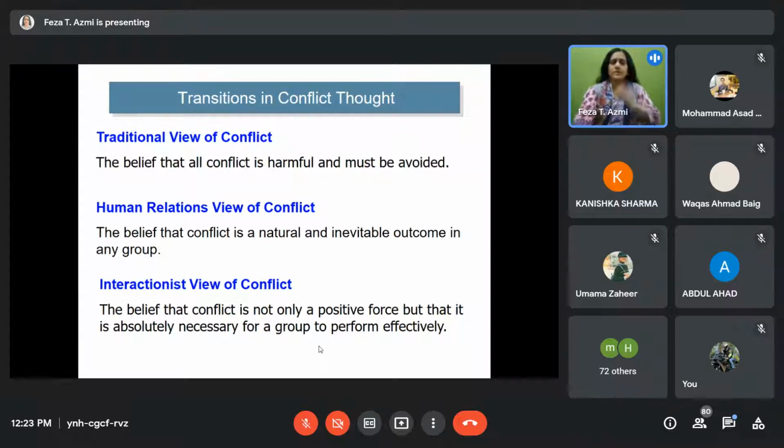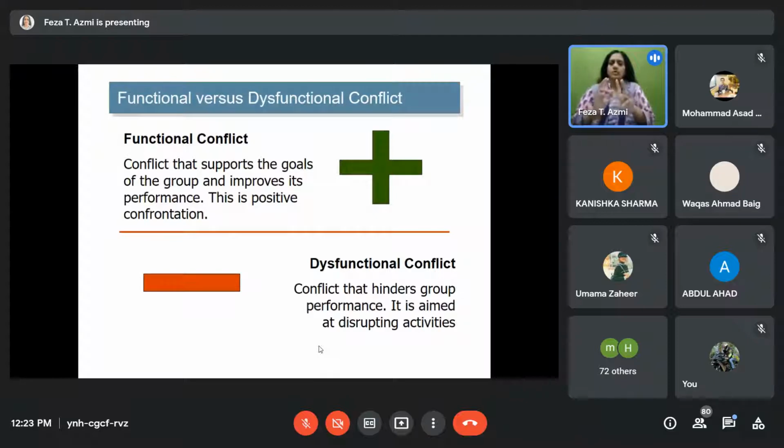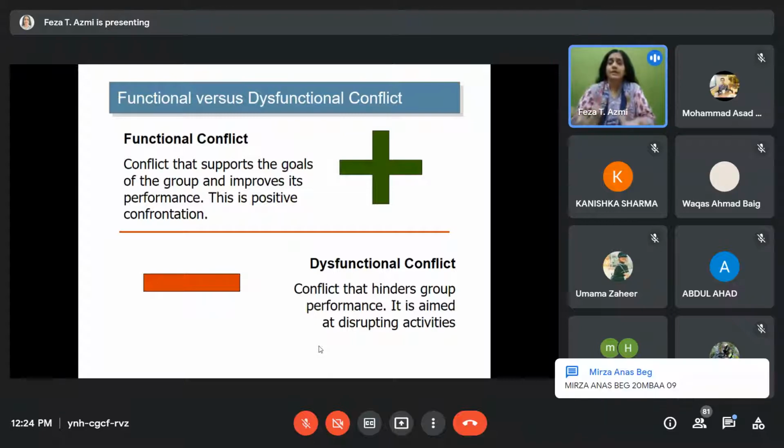So this is the modern perspective. It talks about two types of conflicts, functional and dysfunctional. So it says that some conflict, as we just now discussed, is positive. It will be okay for group dynamism. It will be okay for people to differ, to disagree. But naturally, that differing or disagreement has to be done in a civilized manner. It doesn't mean creating commotion or chaos in the organization. So positive confrontation is okay.